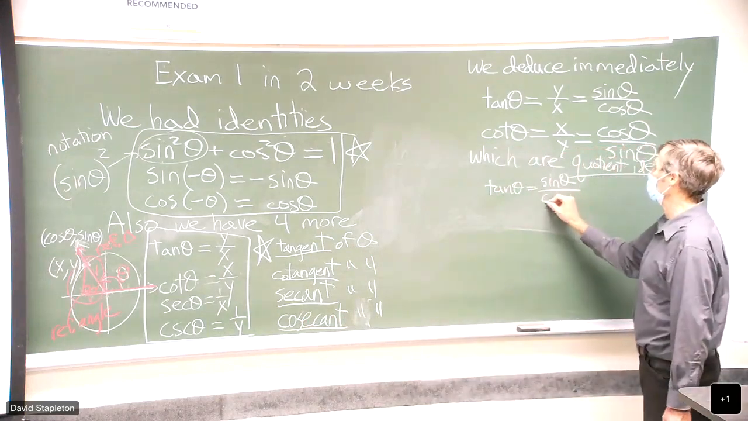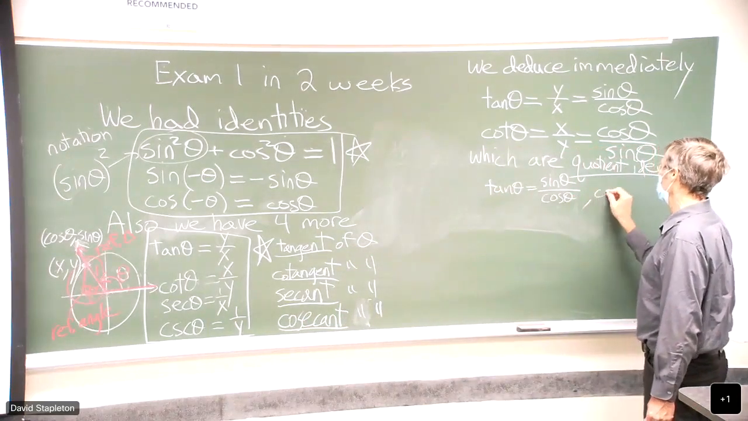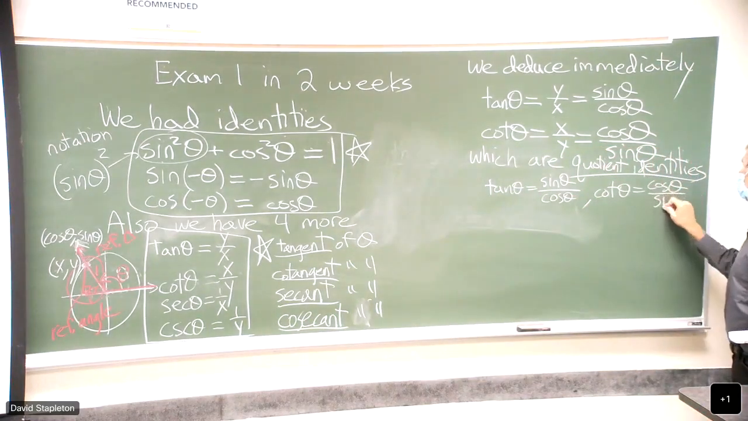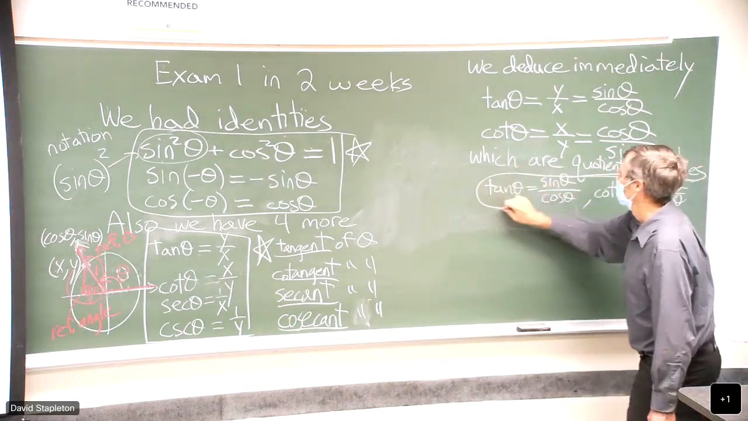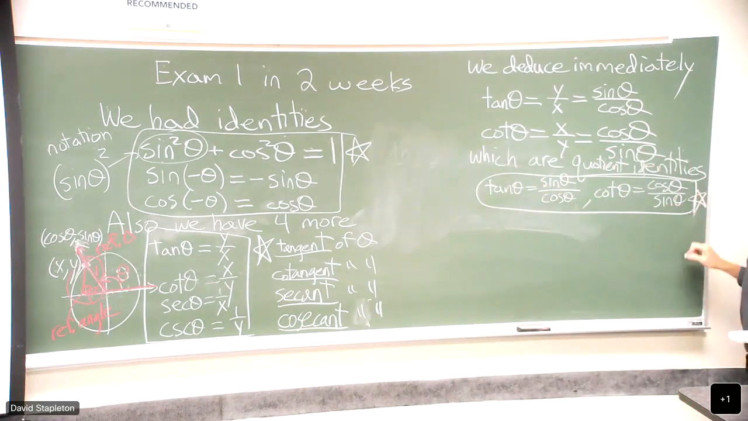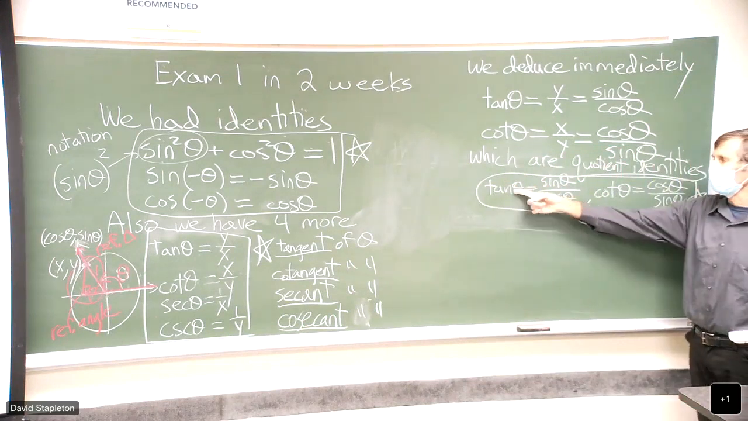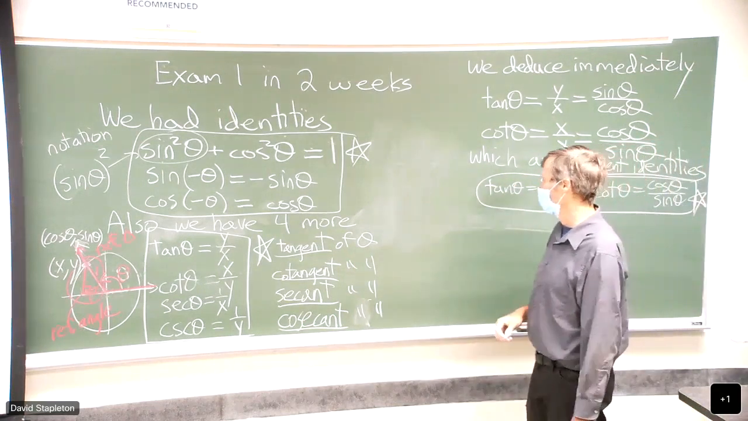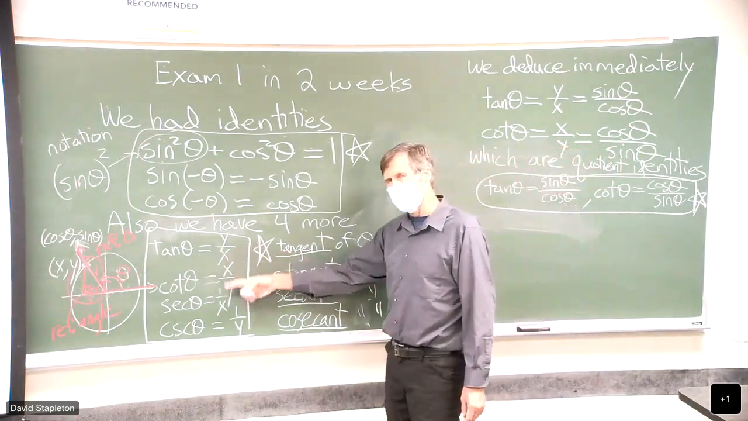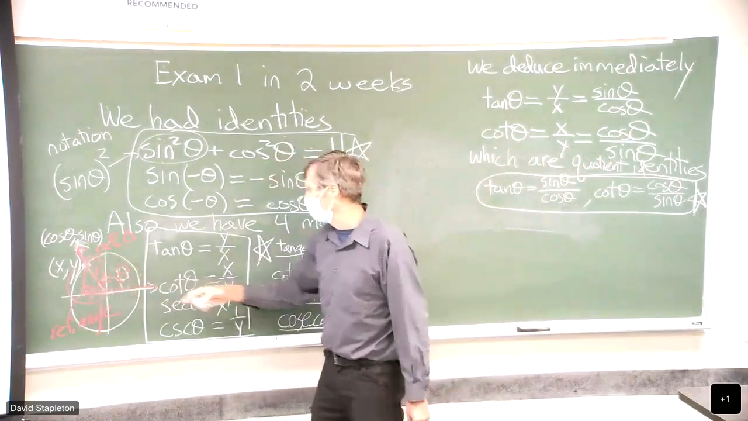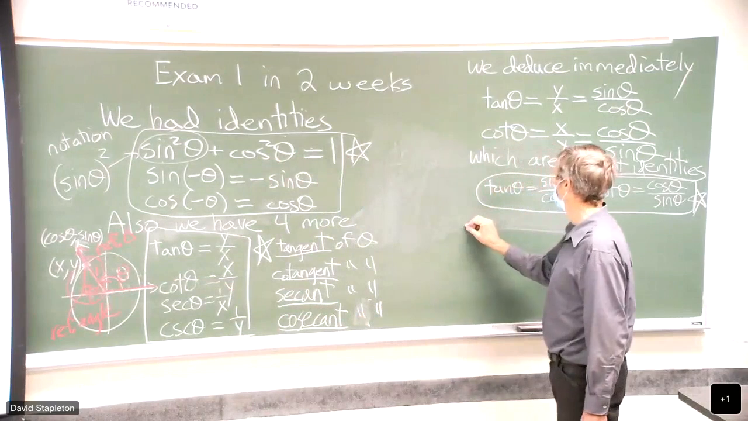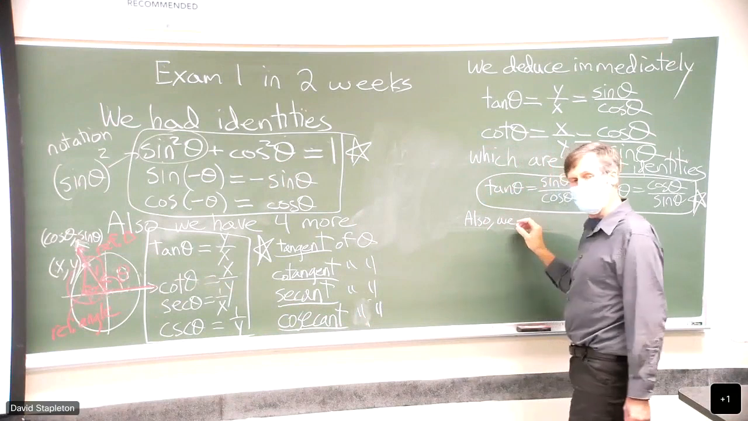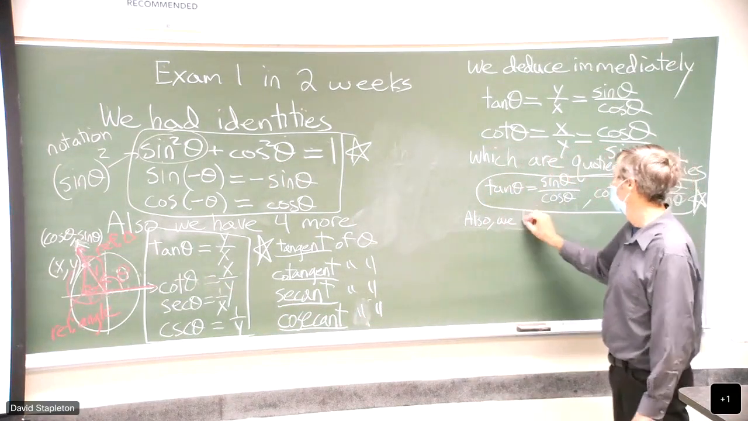Now the tangent is the sine divided by the cosine, and the cotangent, the cosine divided by the sine, will help us a lot. Because once we know the sine and cosine, we immediately know the tangent by this. We don't have to do any figuring. Furthermore, because these are all ratios of the three sides of this triangle, plus or minus, we have evidently reciprocal identities. Every trig function is a reciprocal of another.